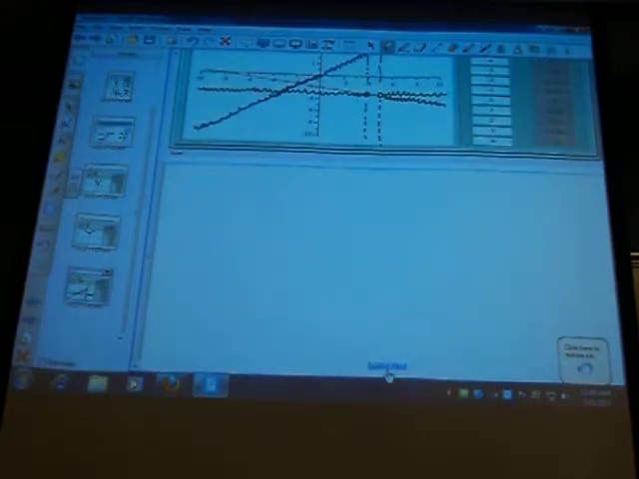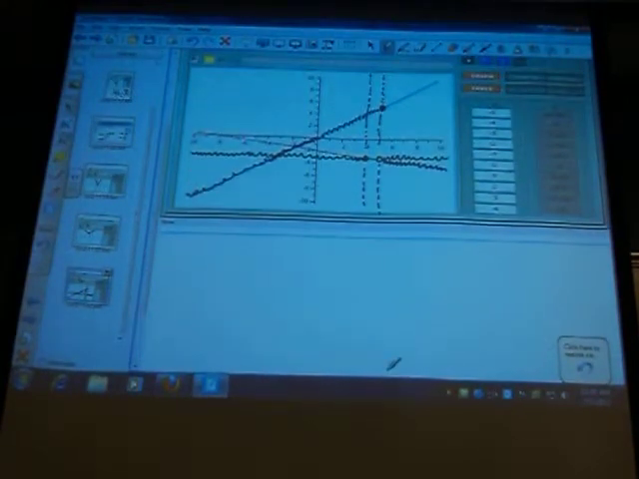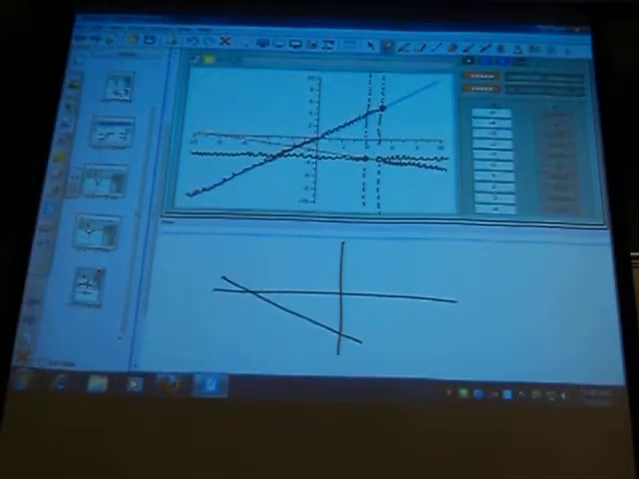So what I've actually got going on here, besides all of the squiggles, is I've got this, and then this. And that would be what I would be looking for on my graph.